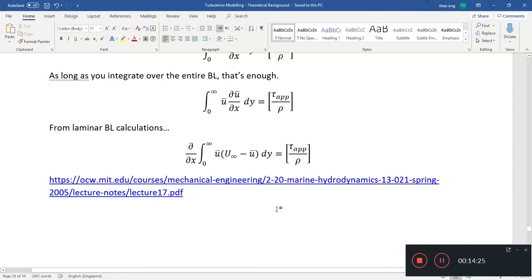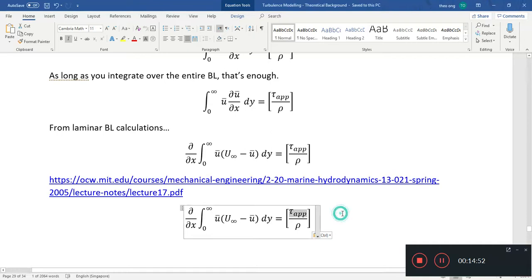Because that's how boundary layer calculations are done. I'm not going to go through all of that. Okay, so the next step is how do we determine this? Alright, how to determine this tau apparent? We can do one of a few things.